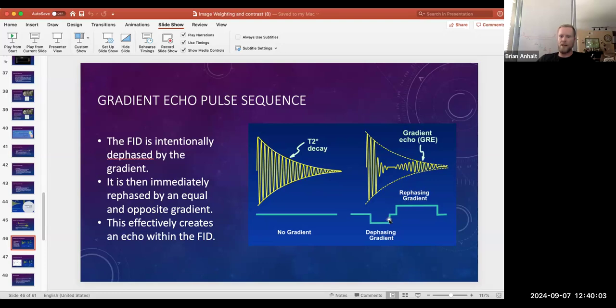By turning on a gradient and then turning it on equal and opposite, we get an echo. There's another reason we have this gradient on too. It's called spatial localization. We'll talk about that later.